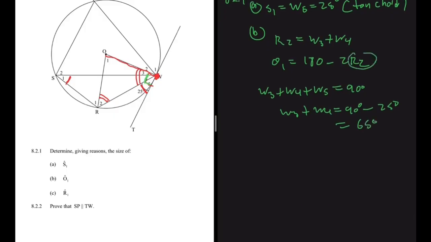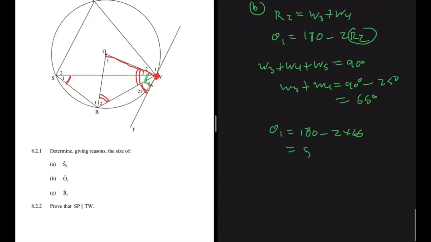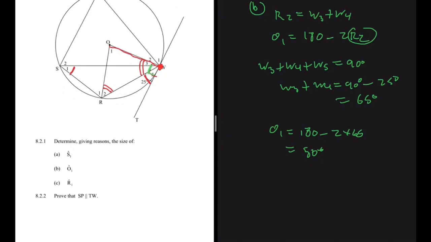So now in place of R2, we can put 65 degrees. So we're going to have O1 being equal to 180 minus 2 multiplied by 65, which will be 130. So O1 is equal to 50 degrees. We just stick to the keywords and nothing else. So A has 2 marks, B has 2 marks, and then C has 5 marks.